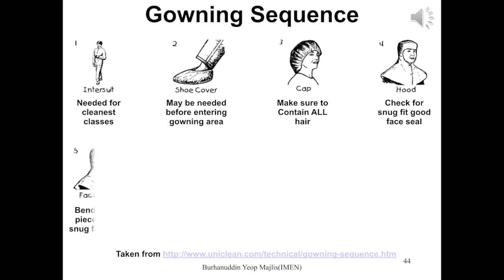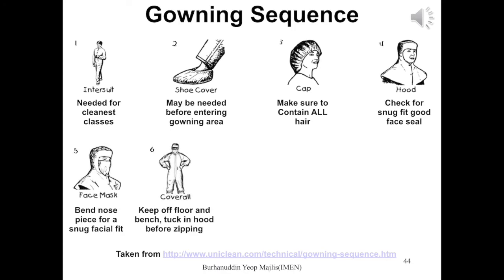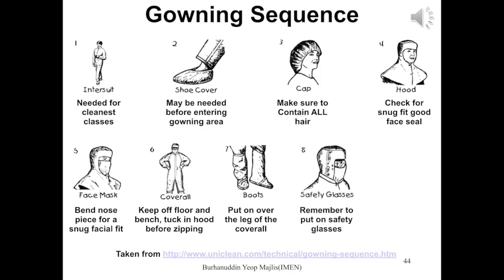Okay, this slide shows the gowning procedure. Number one is the inner suit needed for cleaner classes. Then we have shoe covers, a cap, and a hood. After putting on the cap, you put on the hood. Then we have a face mask, and then the coverall, and then boots, safety glasses, and also gloves. And then, once complete, you can enter the air shower before entering the clean room.